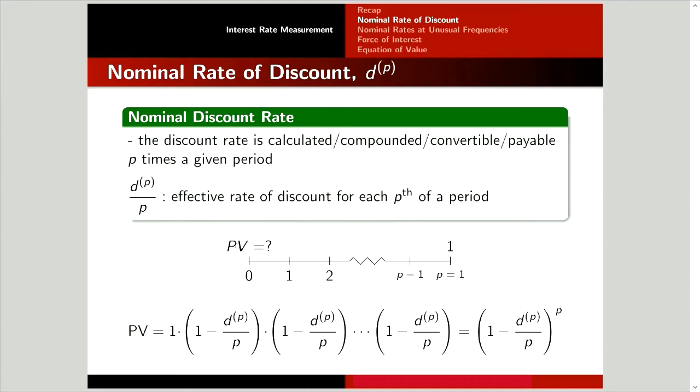Okay, to visualize that, let's consider this timeline. Actually, this is one period only. You see, time 0 to time 1, so this is one period. And this one is subdivided into P subdivisions. Okay, so this is the first subdivision, this is the second subdivision, and then this is the Pth. The Pth subdivision is equal to 1. Okay, 1 year or one period. So we have an amount here, and then we're going to discount it to get the present value of this at time 0, using the nominal rate of discount. Okay, so where is one period? Ito. Isang period ito. This one, ito, one period.